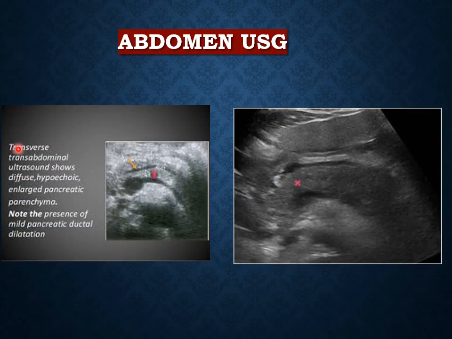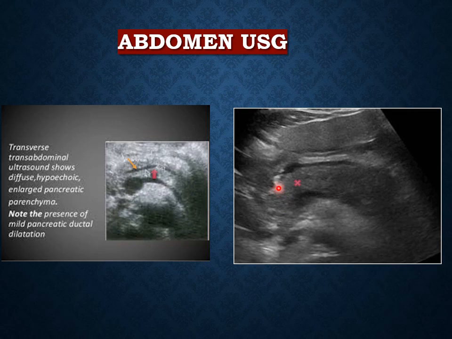And this is an abdominal ultrasound of a patient with acute pancreatitis. Here you see an enlarged pancreas, the red shadow here, and here you see a dilated pancreatic duct. The yellowish arrow shows you a dilated pancreatic duct. So this is a sign of acute pancreatitis on ultrasound.